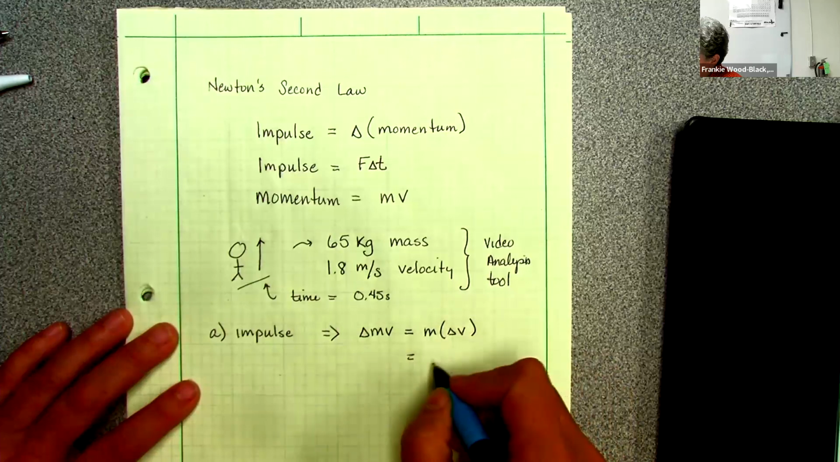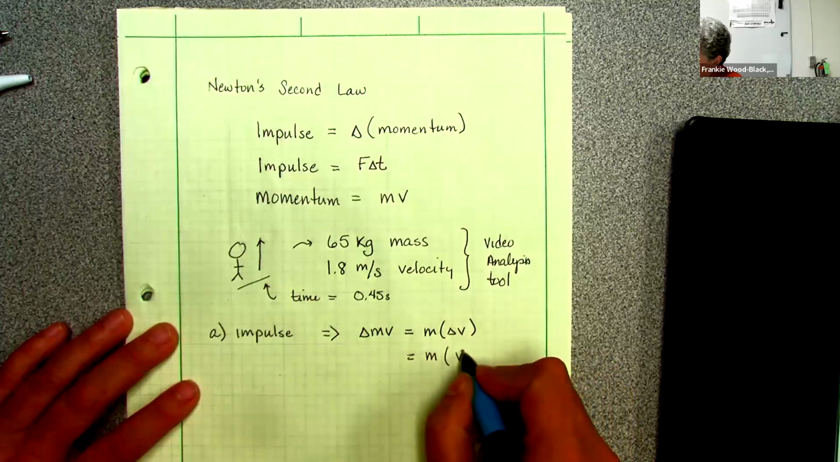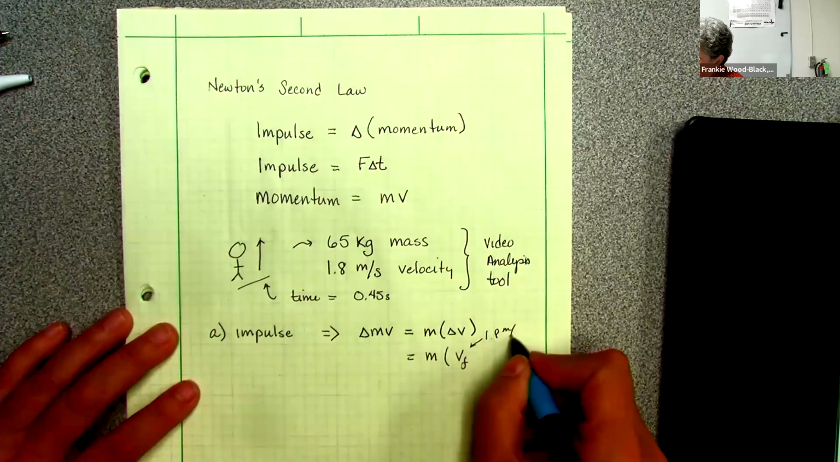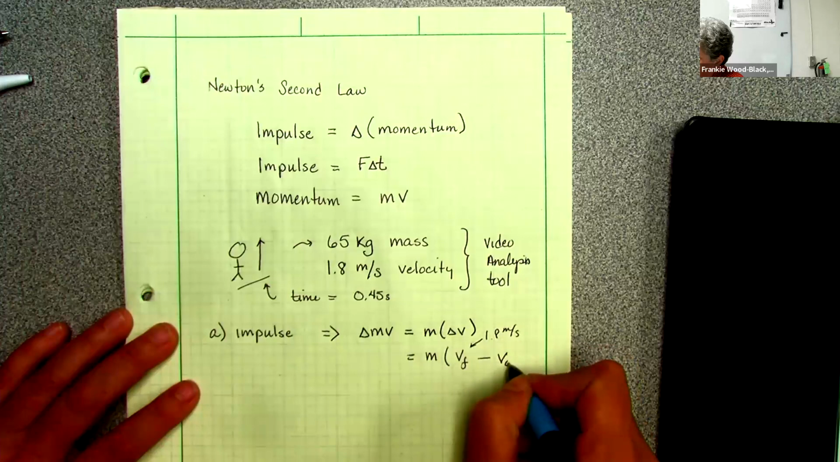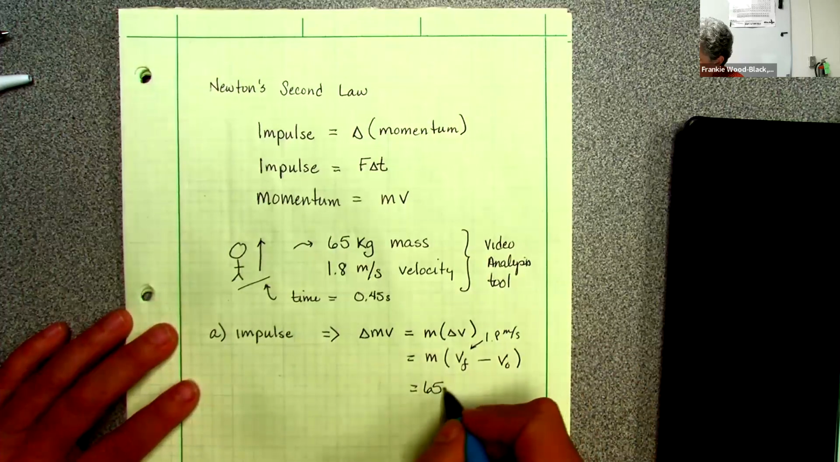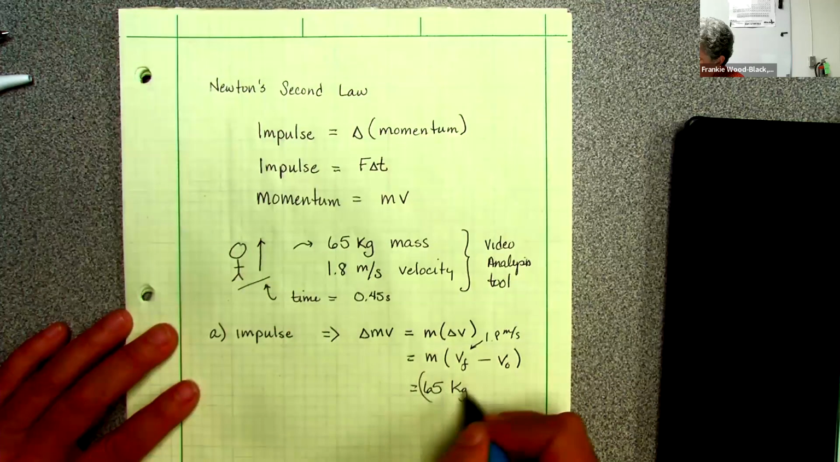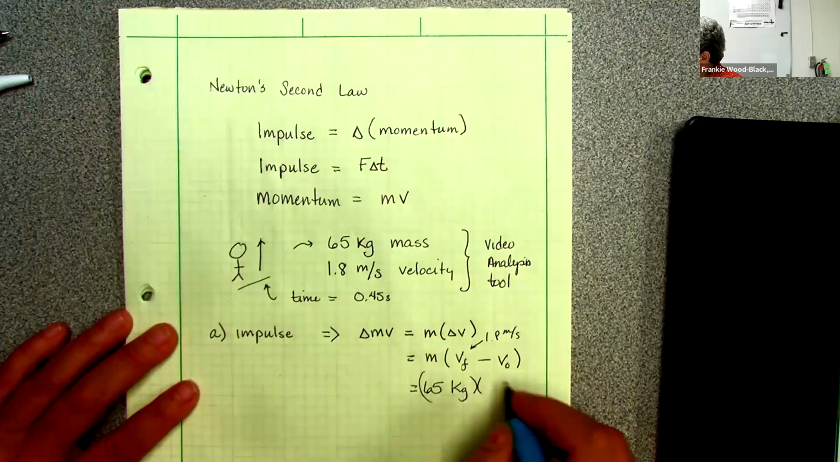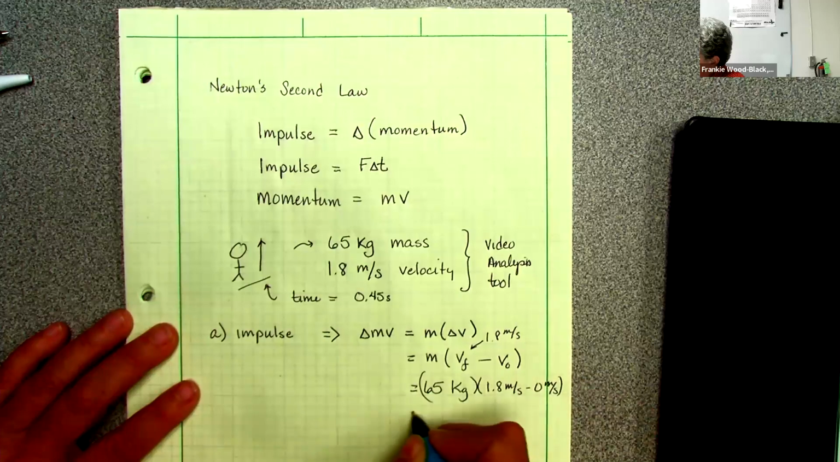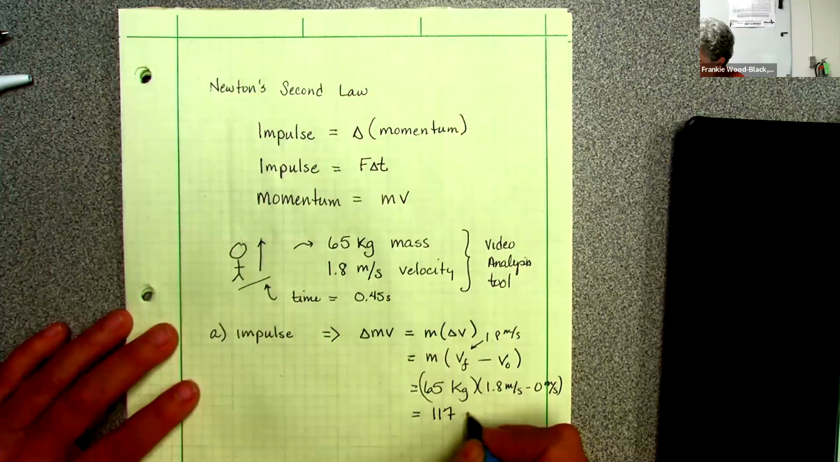Our initial velocity, and we want to look at this, our final velocity is going to be that 1.8 meters per second. Our initial velocity is 0. We know that our person is 65 kilograms, so we've got our 65 kilograms times our 1.8 meters per second minus 0 meters per second. And our change in momentum actually is going to end up being 117 kilogram meters per second.